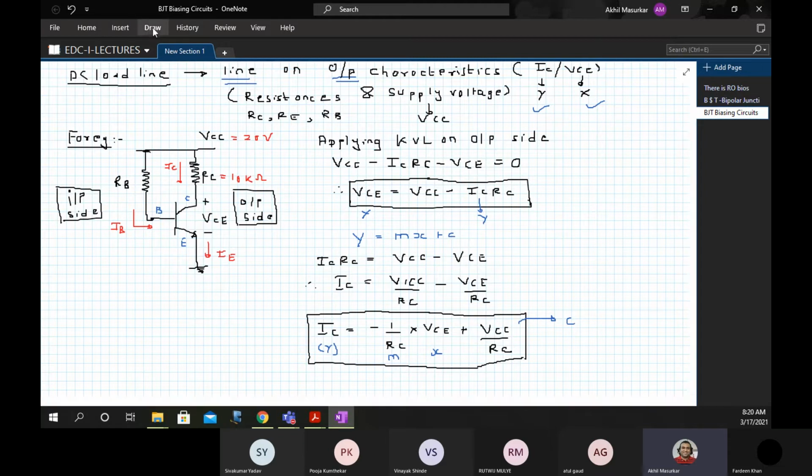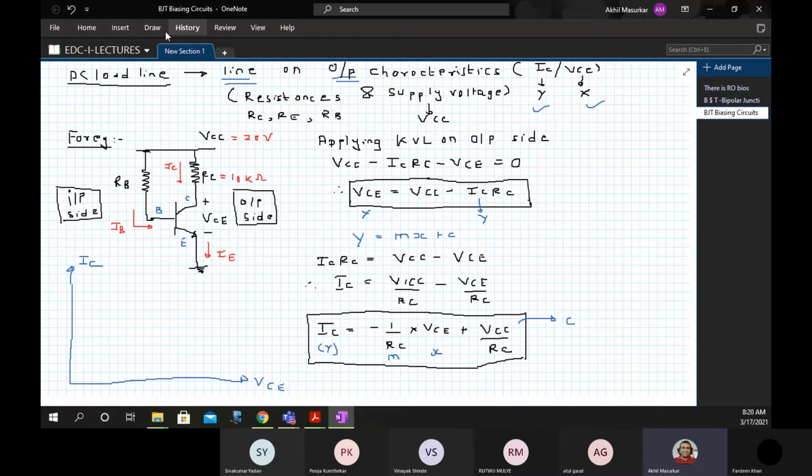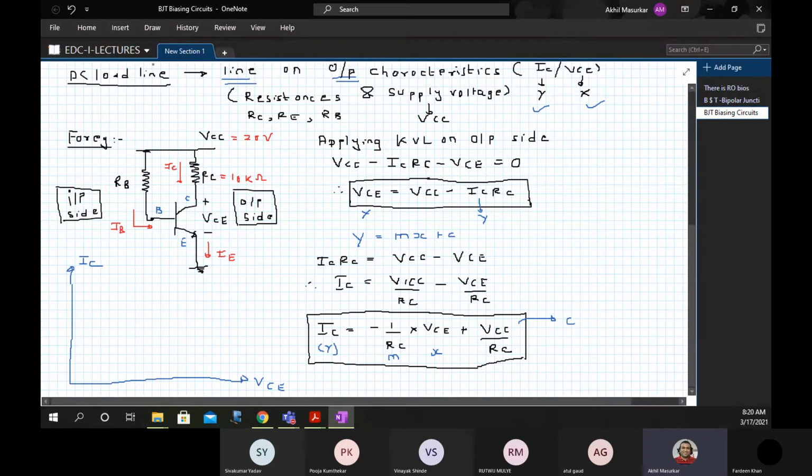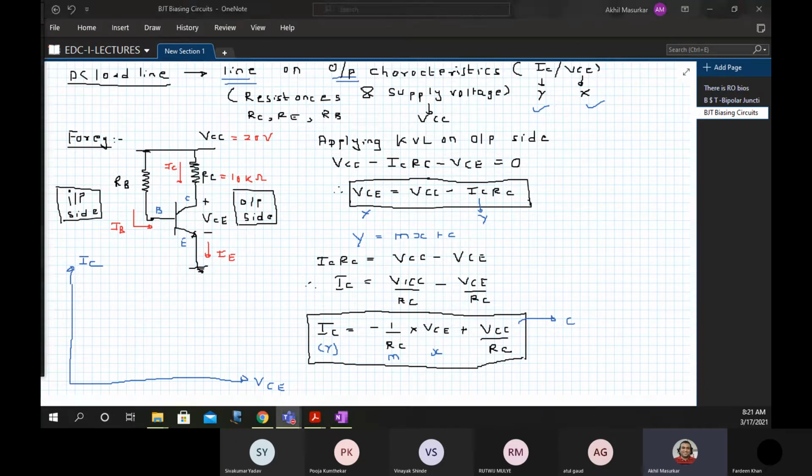Now, like I told you, this DC load line is a line on the output characteristics. That means here we have IC and here we have VCE. Now by looking at this equation, can somebody tell me whether the slope of the line is positive or negative? Just post in the chat box whether the slope of the line is positive or negative.